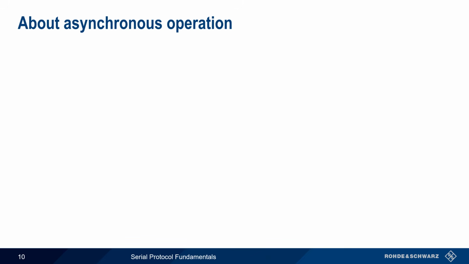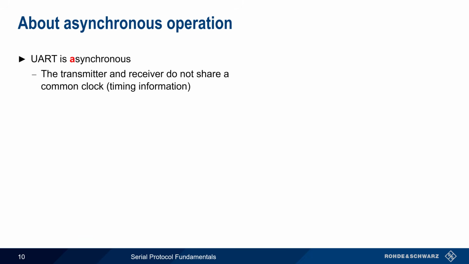But before we look at UART frames, we need to explain what we mean when we say that UART is asynchronous. Here, asynchronous means that the transmitter and receiver do not share a common clock signal. Although this greatly simplifies the protocol and eliminates the need for a separate clock line, it does place certain requirements on the transmitter and receiver.